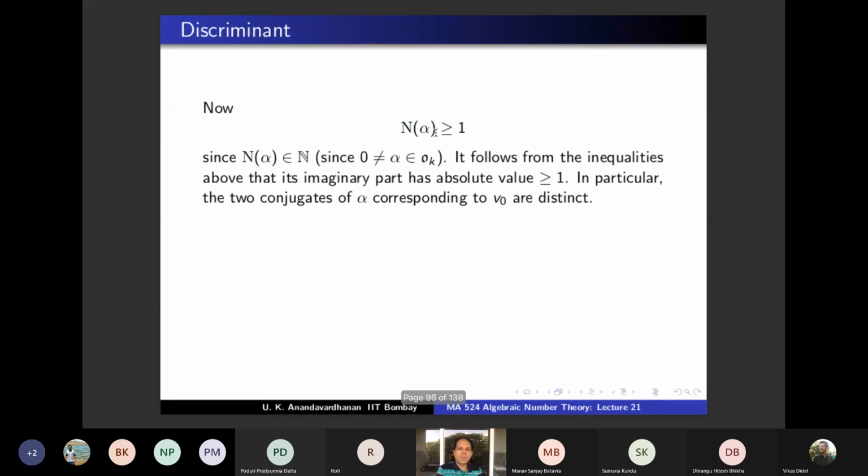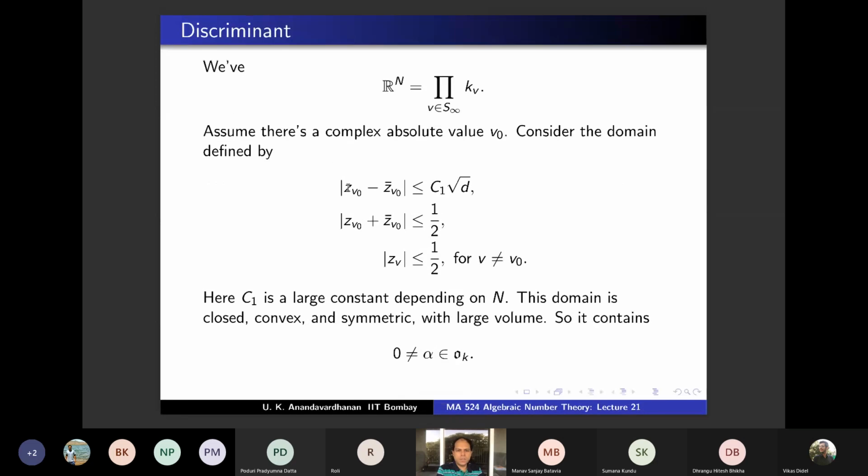Okay. Now if you come here, these are all the Archimedean norms, all the infinite norms, infinite absolute values. So the product of all these things together is norm alpha. But at V not equal to V naught, the local norm is less than or equal to half. So the product is bigger than 1, except at one place everywhere it's less than half. Product is bigger than 1. Therefore, at this place it has to be bigger than 1. And at this place, for it to be bigger than 1, the imaginary part has to be large enough. That's how we conclude it.